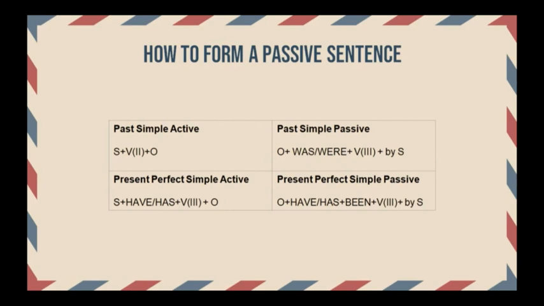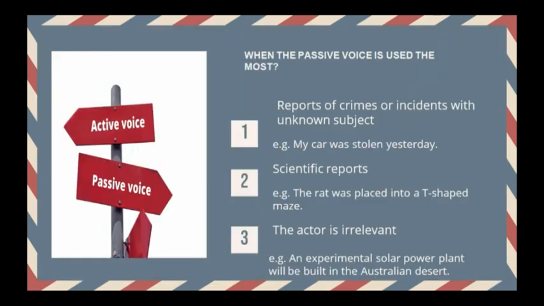Okay, let's move on. So when is the passive voice used the most? First, it is used for reports of crimes or incidents with an unknown subject. For example, my car was stolen today. This is a report of a crime or an incident, but we don't know who did this, so the subject is unknown. Then it is used for scientific reports.